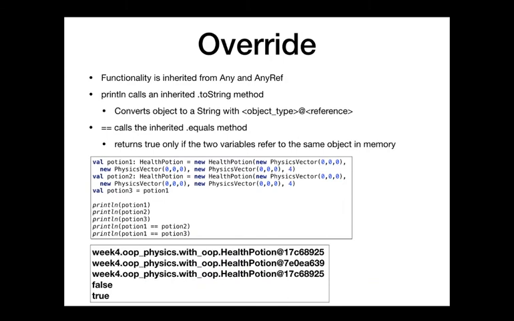Okay. Let's talk about overriding a little more. So we've seen some behavior, especially in the last few lecture questions, from the classes that we create. For example, we get some functionality inherited from Any and AnyRef. These two classes are implicitly extended by any class that we write. And there are certain methods implemented in these classes that are going to give us some default functionality.